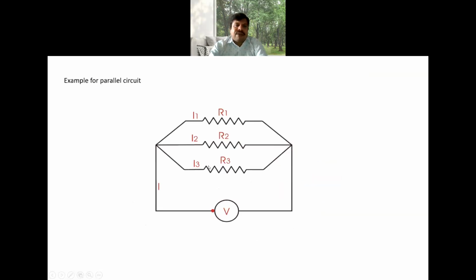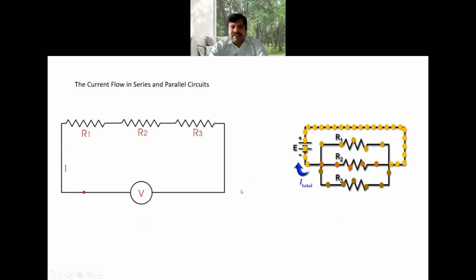So this is the Kirchhoff voltage law. And we have two types of circuits: parallel circuits and series circuits. This particular diagram shows the parallel circuit in which the current I flowing is divided into three parts: I1, I2, I3. Okay, and this is the series circuit.